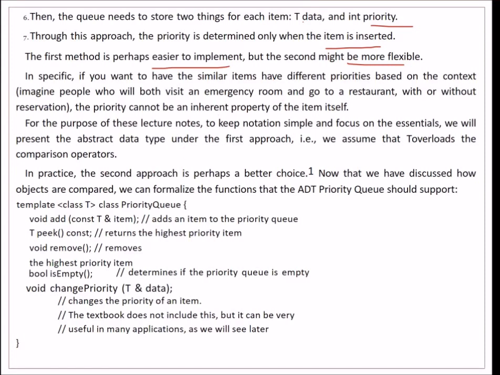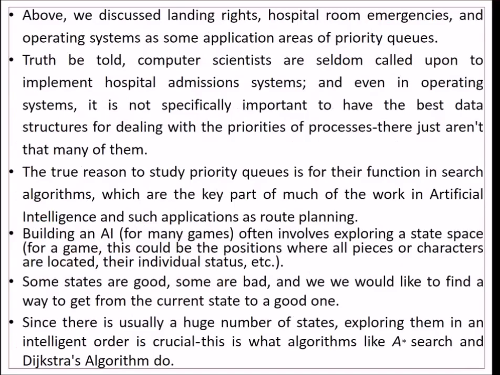How it is, you can have a template or just name a class priority queue. You have a function which is called add. You add this item. Peek means you find out the highest priority item. Remove means you remove the highest priority item. Empty, you check if the priority queue is empty or not. You change priority. You can change the priority of an item.